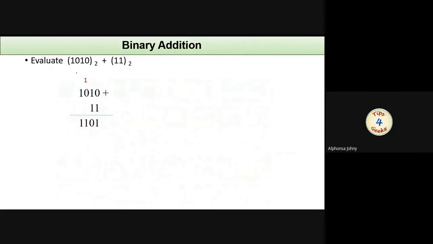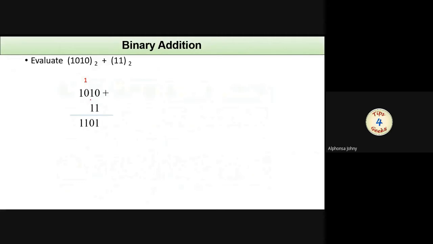So first we will see, we are going to add 1010 to the base 2 plus 11 to the base 2. What is 1010 to the base 2? It is 8 plus 0 plus 2 plus 0. 8 plus 2 is equal to 10. So 1010 denotes 10. Then 11, with powers of 2: 2 raised to 0 plus 2 raised to 1, so 1 plus 2. The answer is 3. So we are going to add 10 plus 3, or 1010 to the base 2 plus 11 to the base 2.